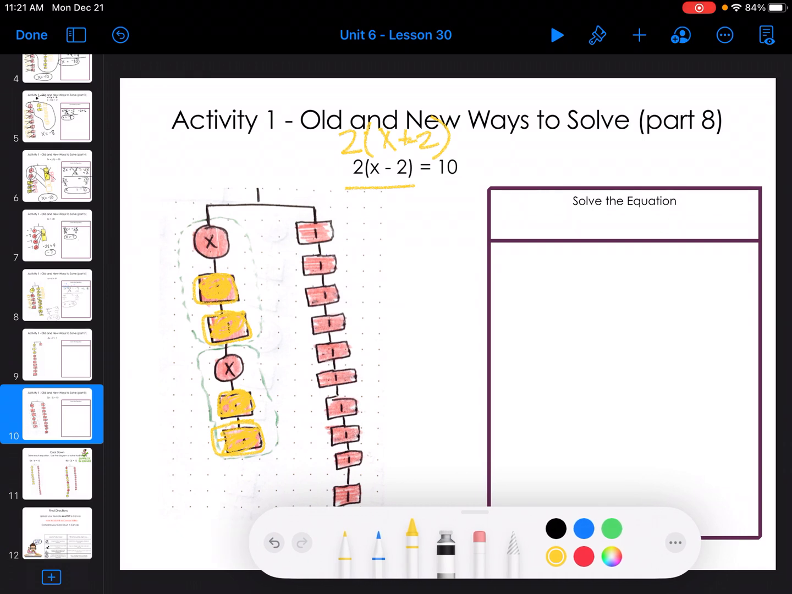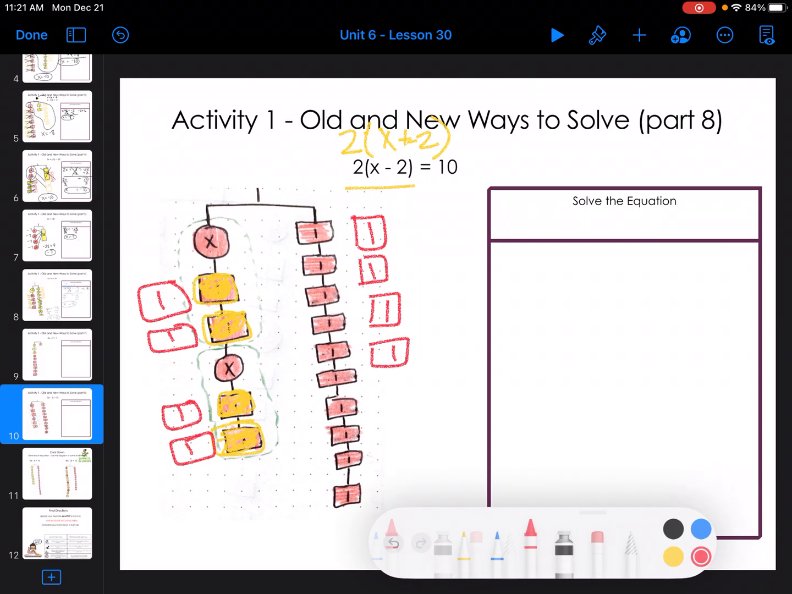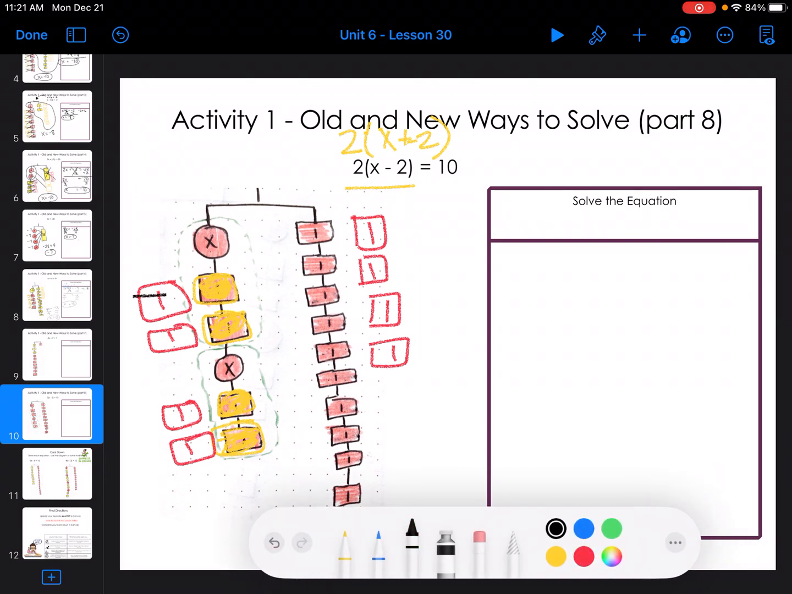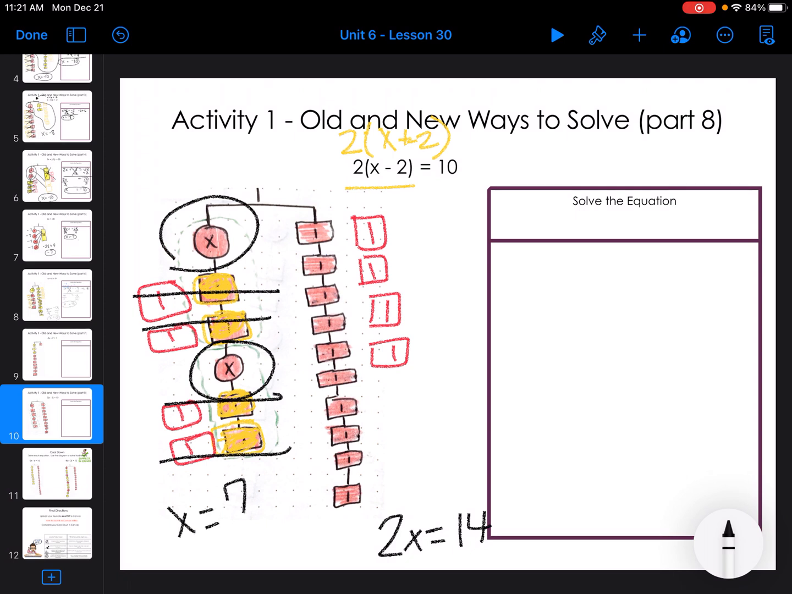So now I have to add reds to counteract. So that's 1. I added 4 reds, so I'm going to add 4 reds over here. Now I'm going to zero out. So a yellow and a red make a zero pair, and I'm left with 2x equals 14. So I have to split these two x's up into 14, so each x is equal to 7.